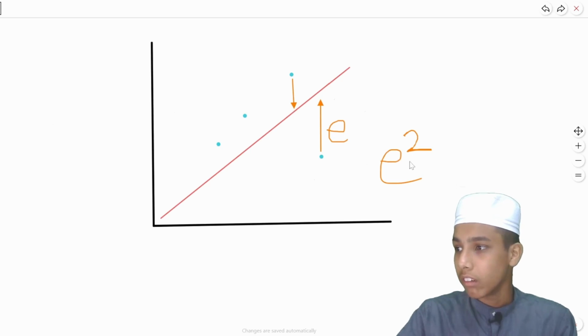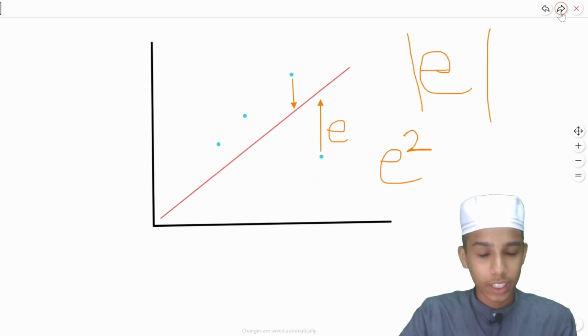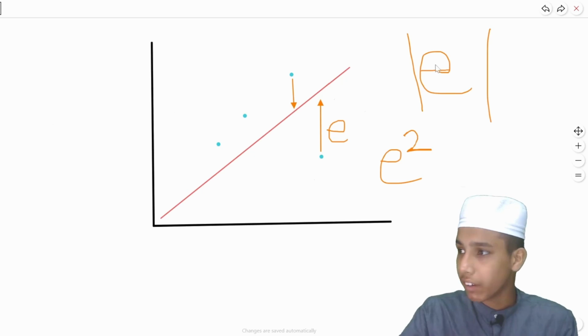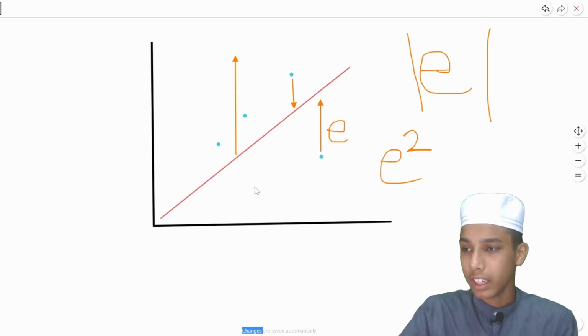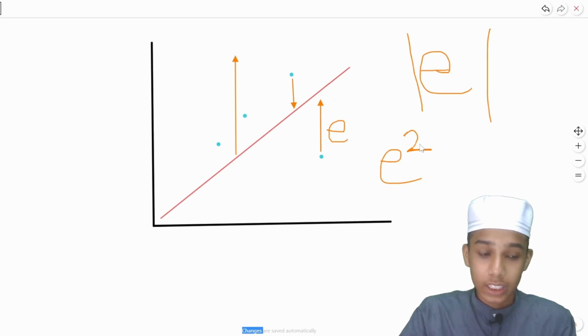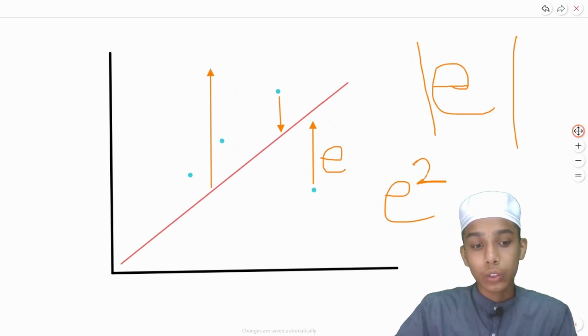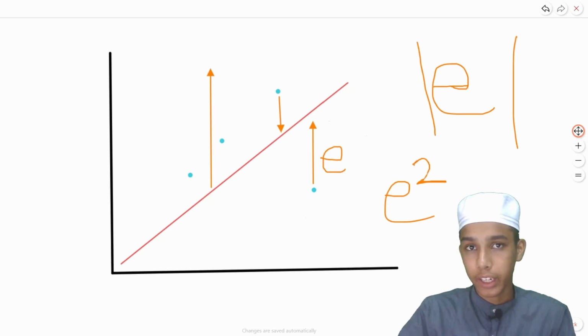As I said, why are we squaring, and why are we not using the absolute value of e? Because if you see here, we have a big line, so this is the outlier. We are squaring the error because we want to penalize the outliers. We don't want the outliers because we are doing linear regression. So this is how we calculate the squared error.